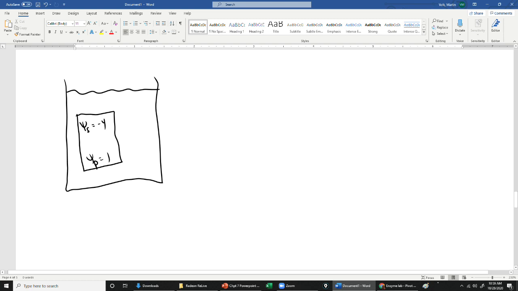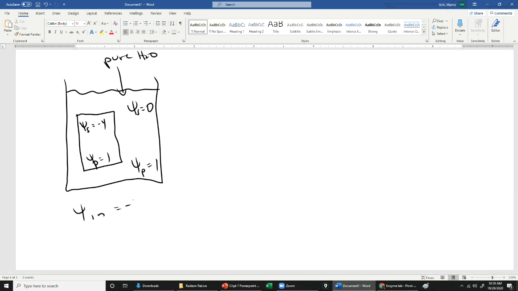We said out here it's going to be hypotonic, so pure water. So that's going to have a solute potential of, what did you say, 0? Very good. Pressure is 1. Okay, our inside is going to be -3. Our outside water potential is going to be 1.